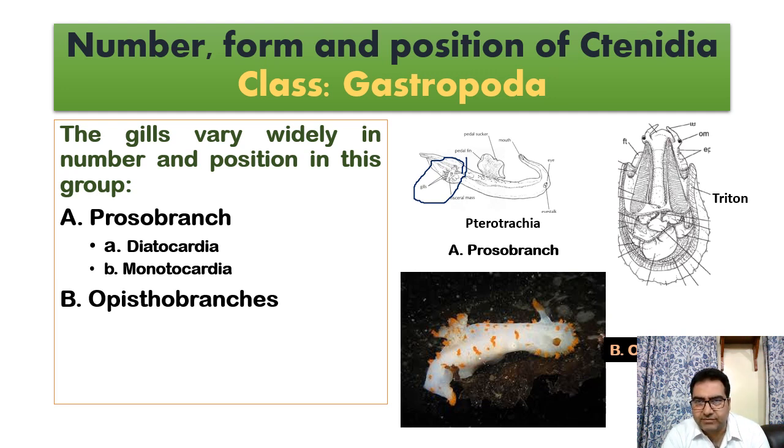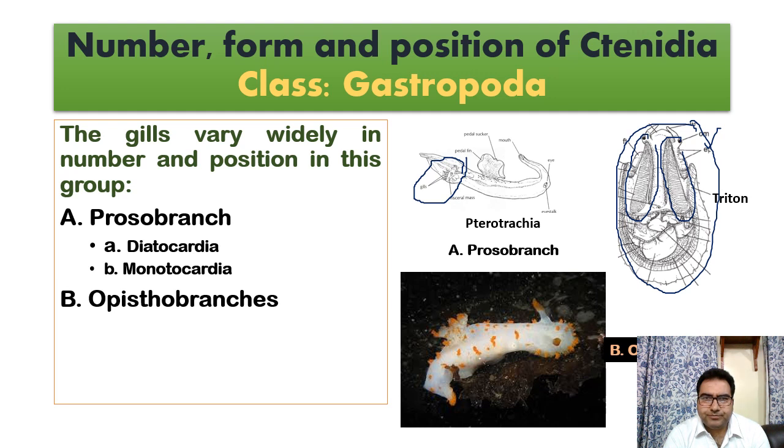For example, in the case of Triton, what we are seeing here is a uniform arrangement of the gills, one on this side and the other on this side, and a single gill feathered on one side and united to the mantle along its whole length. So the example is Triton.